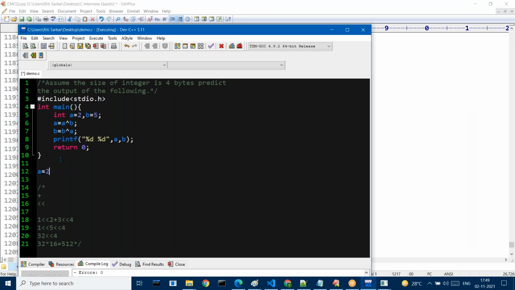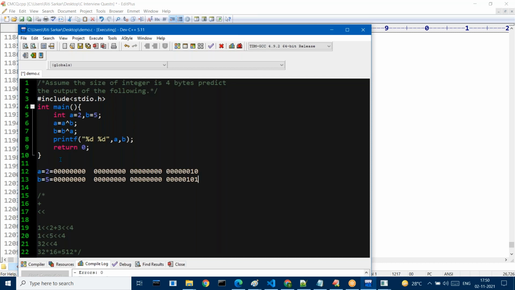A is equal to 2. 2 means 1 0, but what I said, 8 bit. 2 done. Next, b is equal to 5. Let me copy this. 5 now, guys.